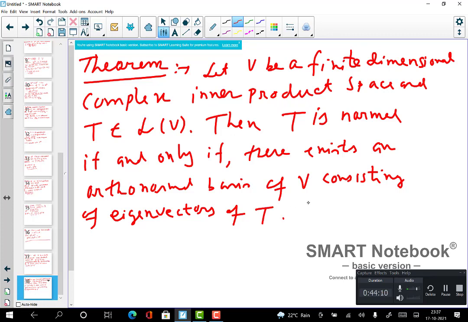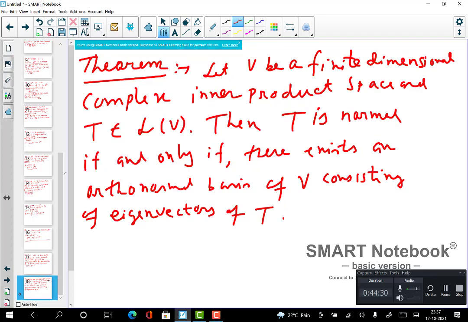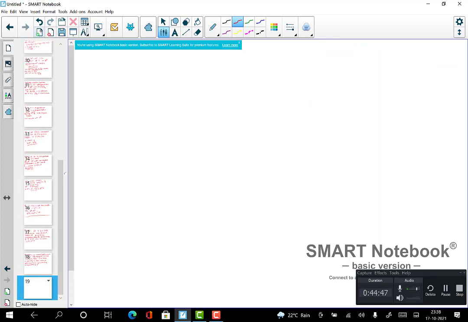So this is an if and only if condition, and obviously one part is simple. This remark tells us that if we have an orthonormal basis whose elements are eigenvectors, then the operator is diagonalizable, and hence normal. But the converse is not true in general unless it is a complex vector space. So now we need to prove only one part: we have a linear operator which is normal on a complex space, and we need to find an orthonormal basis whose elements are eigenvectors of T.